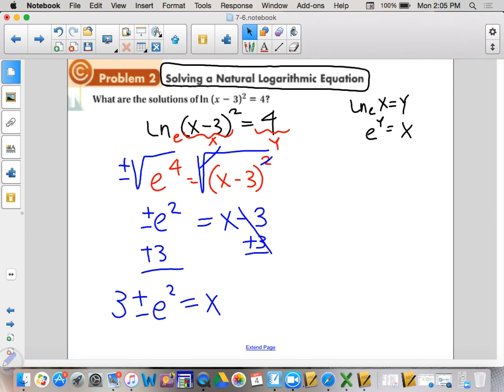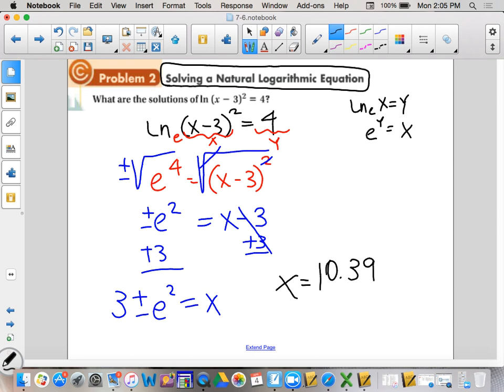So when I go to my calculator to find out what x equals, I'm going to have 2 answers. I'm going to have 3 plus e squared, and I'm going to have 3 minus e squared. So let's do plus e squared first. 3 plus e squared. Somebody tell me. So it's 10.39. Okay, what about 3 minus e squared?